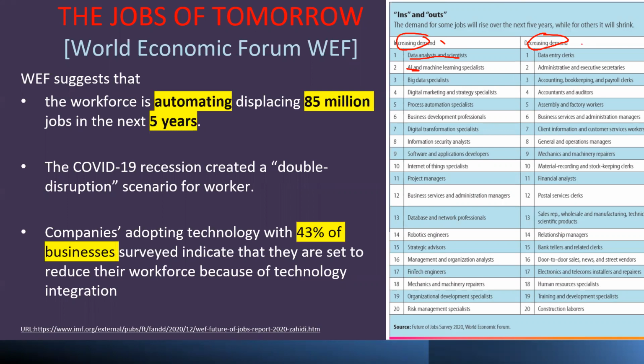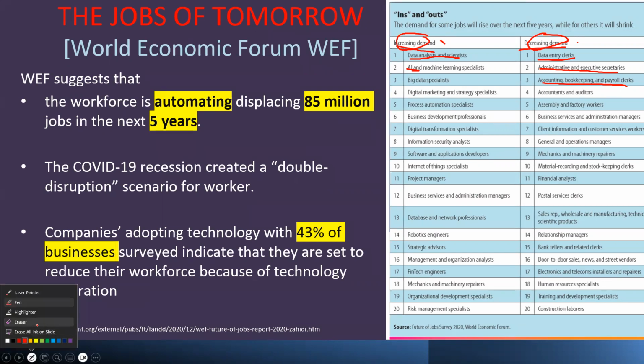But let's look at those that are decreasing in demand. We have data entry clerks, administrative and executive secretaries, accounting, bookkeeping, and payroll clerks, etc. I have a small challenge for you all. Can anyone from chat tell me what they notice? Is there any trend that they notice concerning the jobs that are increasing in demand versus those that are decreasing in demand? We kind of spoke about it not so long ago, but does anyone want to reiterate that trend? Anyone?